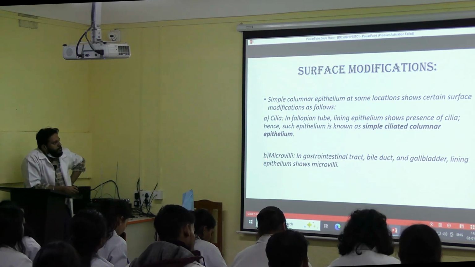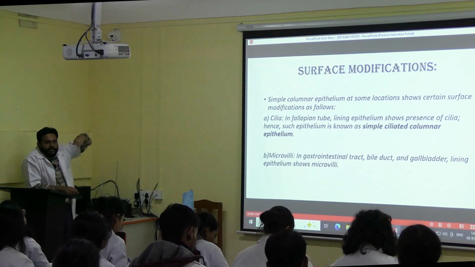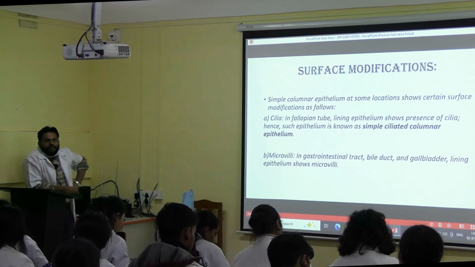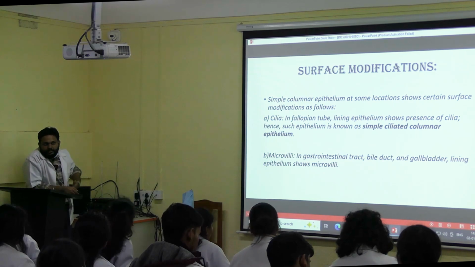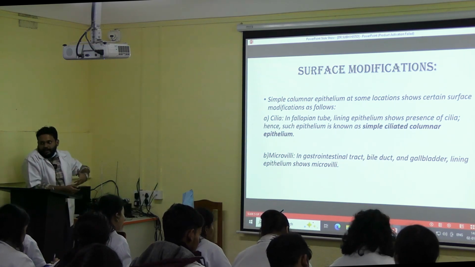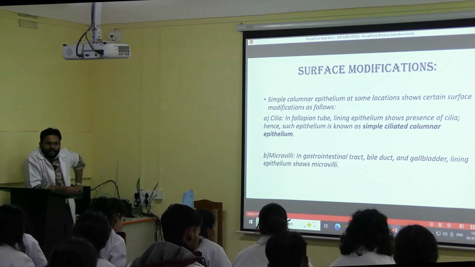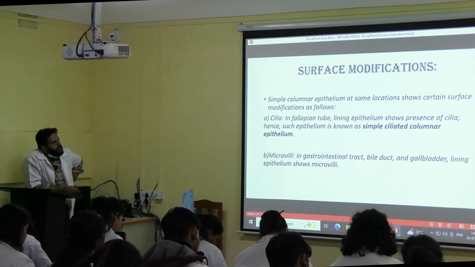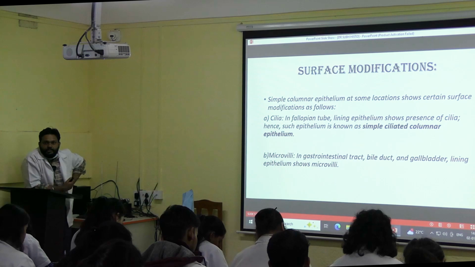And microvilli is also hair-like projections only, but it increases the surface. What's the use? Absorption में help करता है. It helps in absorption. Where? Intestines. Right? Cilia is important in respiratory tract, trachea and all. And microvilli is important in intestines. Right? Surface modification.